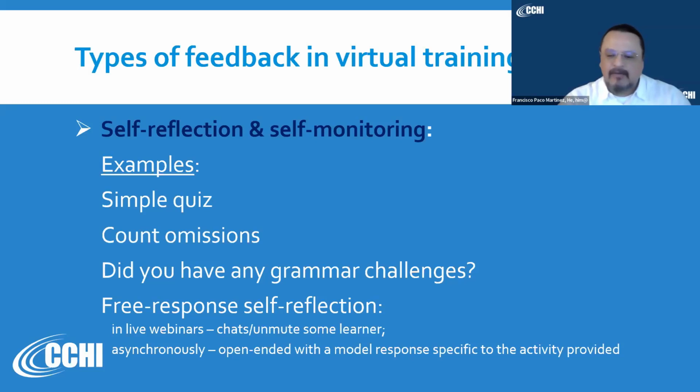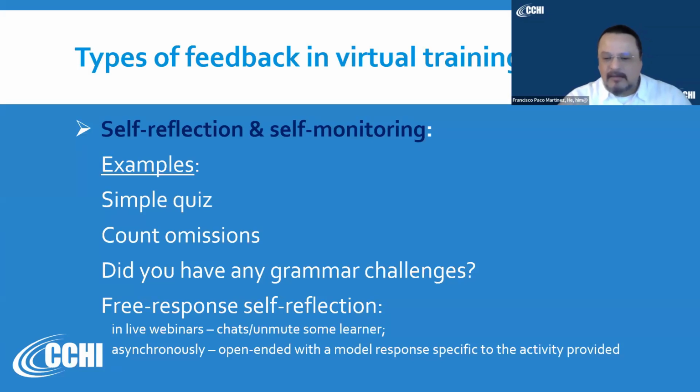These are basic examples of self-reflection activities we recommend. Simple quiz. You can ask your learners to count omissions, or you can ask simple questions like, did you have any grammar challenges? Or you can create a free response self-reflection. In live webinars, you can use the chats of your platform or unmute some learners to provide a free response. In asynchronous courses, you can ask for an open-ended answer with a model response specific to the activity provided.